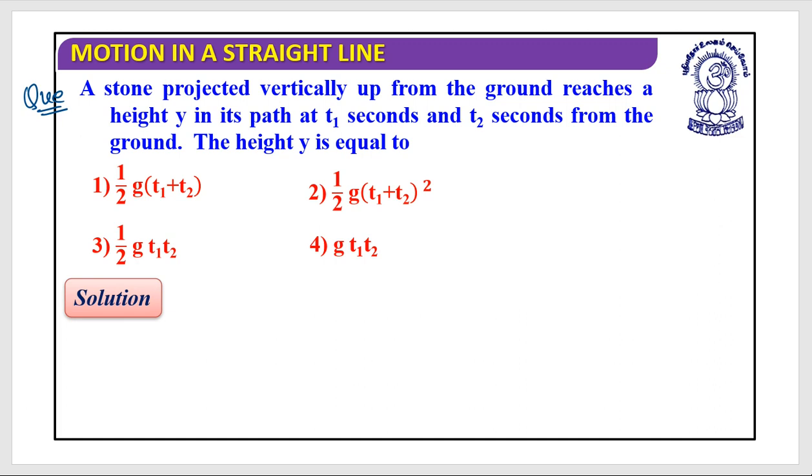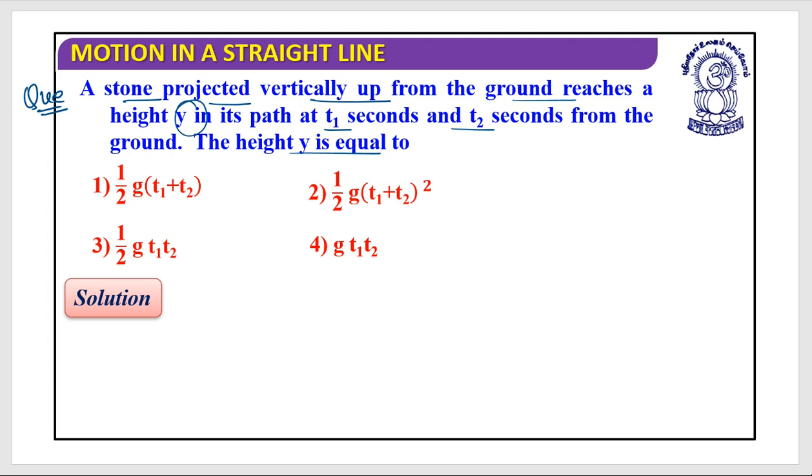Go with the data, and first have a rough sketch of this, of what data has been given and what I can do. What this says is a stone projected vertically up from the ground reaches a height y in its path at t1 and t2 seconds from the ground. You need to find out the height y.